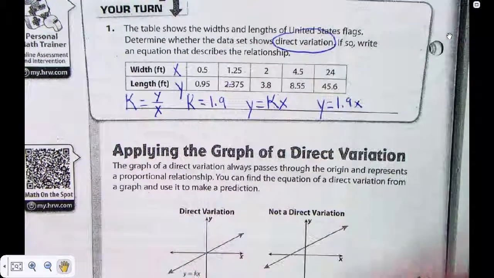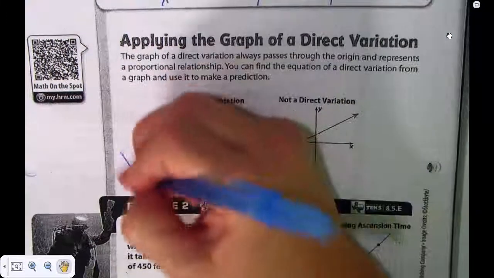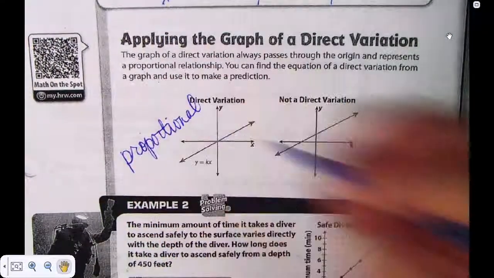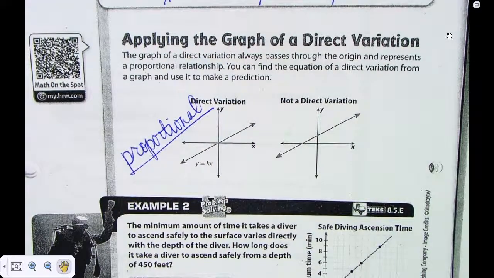Now look at the graphs. Why is this one direct variation and this one not? There you go. It's proportional. This one's proportional. We've been looking at proportional graphs for 4 weeks also.